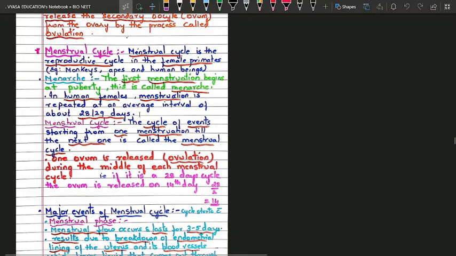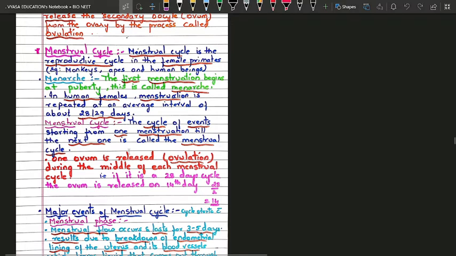Menstrual cycle, what is it? The cycle of events starting from one menstruation till the next one is called as the menstrual cycle. This can be asked for 1 mark. They may ask what is menarche, or what is menstrual cycle. These are 1 mark questions.